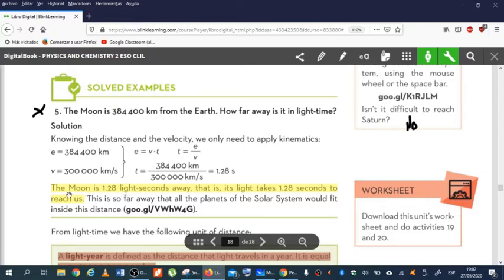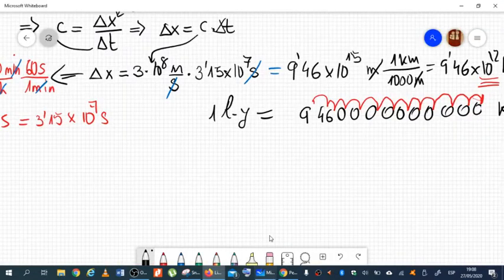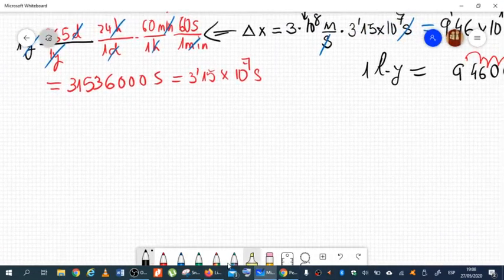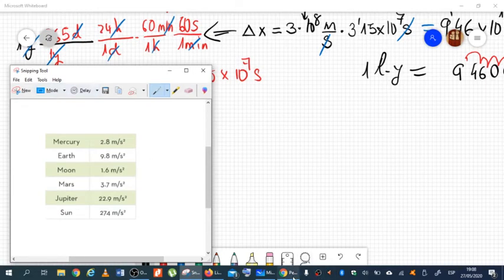So, for example, the moon is 384,400 kilometers from the Earth. How far away is it in light time? We only have to calculate the time taken by light to come from the moon to the Earth. Imagine we have to do the same. Remember this? I will do it for you here. Don't worry. Wait a moment.